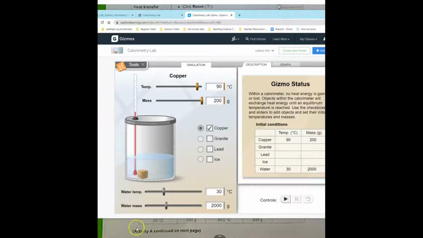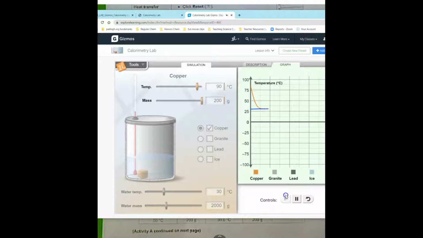So let's try that. I've set up the parameters for the first blank space, and it said 90. The copper is the same as before, but we've changed the water to 2,000 grams. Let's run it and see what happens to the graph. And our final temperature this time is 30.54. Next, we're going to keep the water at 200, and change the copper to 20 grams and run that one. And our final temperature is also 30.54.